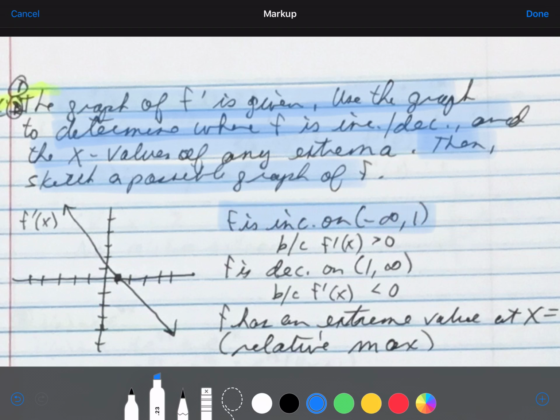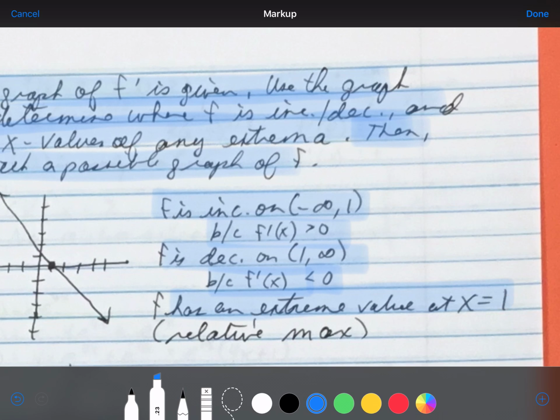All right, so we have f increasing on negative infinity to 1 because our first derivative is positive on that interval. F is decreasing on 1 to infinity because our first derivative is negative on that interval. We know f has an extreme value at x equals 1. And we also know that on the graph of our function, that should be a relative maximum, because to the left of that, f is increasing, and to the right of that, f is decreasing. So we should have a relative maximum.